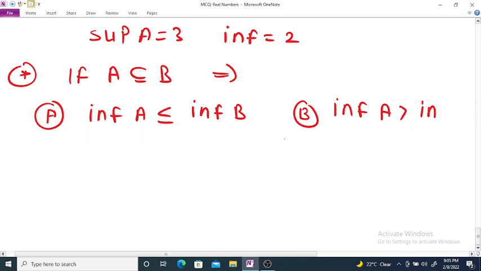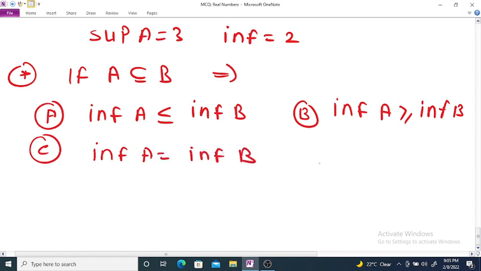Infimum of A is greater than or equal to infimum of B. Option C: the infimum of A is equal to infimum of B, and option D, none of these. So A is a subset of B.